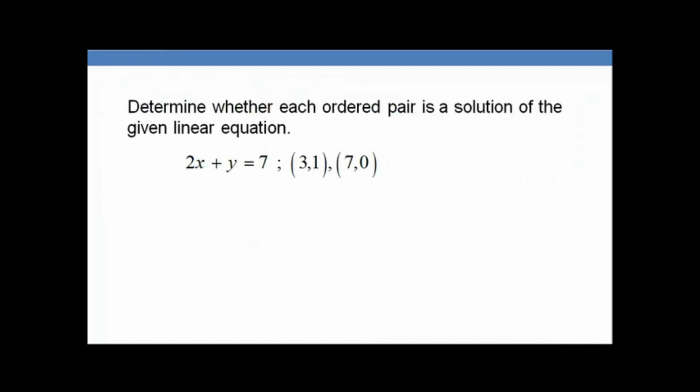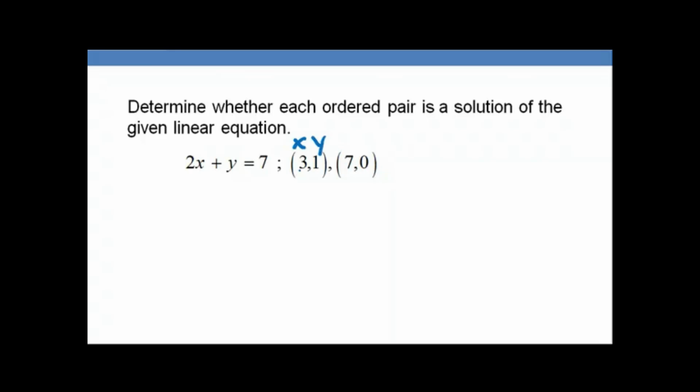Next, we have some questions that relate the graphing back to the algebra. It says, determine whether each ordered pair is a solution of the given linear equation. So this is really 2 questions. It's asking if these points after the semicolon are solutions for this equation. So first of all, it's asking, is 3, 1 a solution for this equation? Does it make it true? And remember, the first one is our x, the second one is our y.